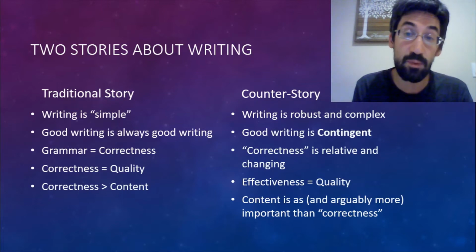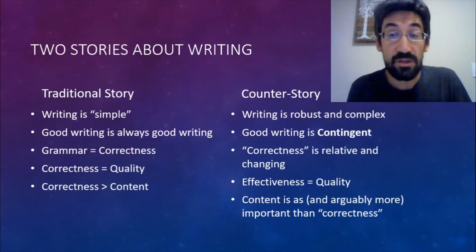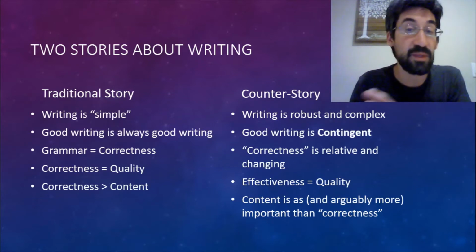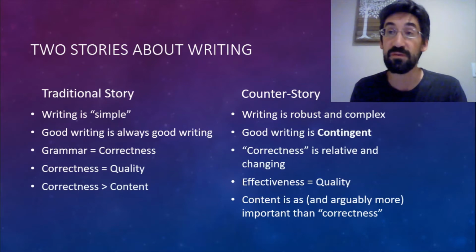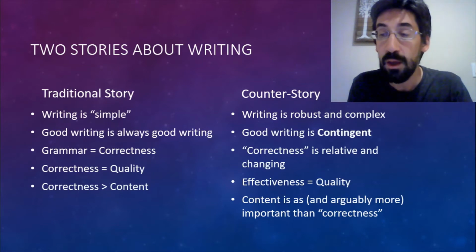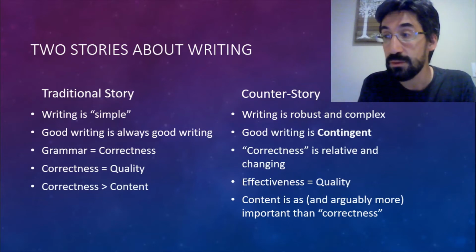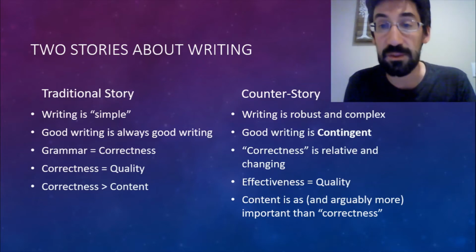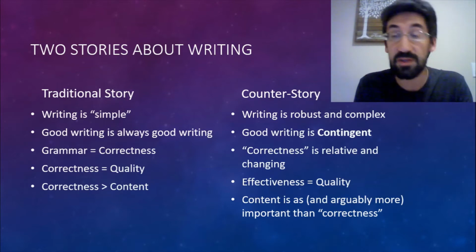And a key word here is the idea that good writing is contingent. Contingent simply means based on something else, right? So what counts as good writing really depends on a whole host of factors, from who your audience is, to when you're doing the writing historically, to what you're trying to accomplish, to the ways in which you present your ideas, right? And so in this model, correctness can be relative and it can change, right?